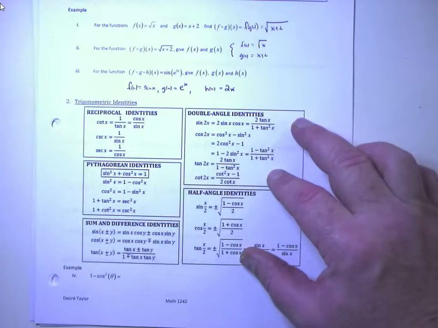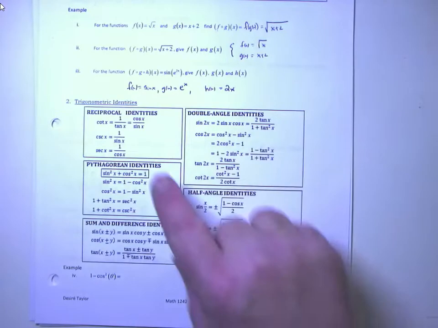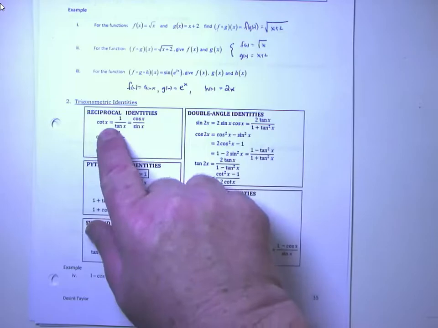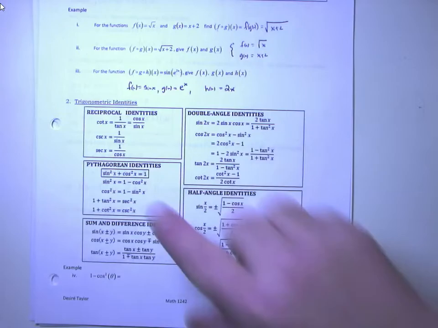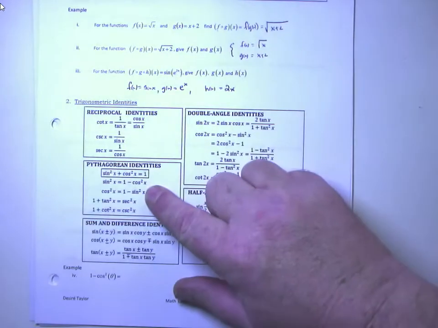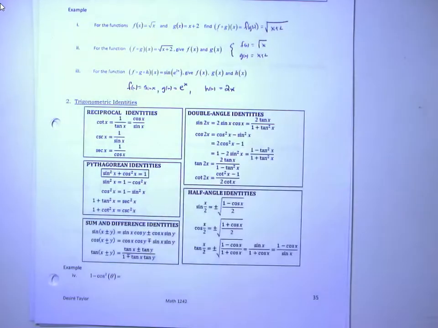But the most important out of all these is, besides knowing your reciprocal functions, you know, cotangent is 1 over tangent, which is cosine over sine, because tangent is sine over cosine. Cosecant is 1 over sine, and secant is 1 over cosine. The other big one is the Pythagorean identities and the alternative versions of that. You should know cosine squared theta plus sine squared theta equals 1. That also means that sine squared theta is equal to 1 minus cosine squared theta, and cosine squared theta equals 1 minus sine squared theta.